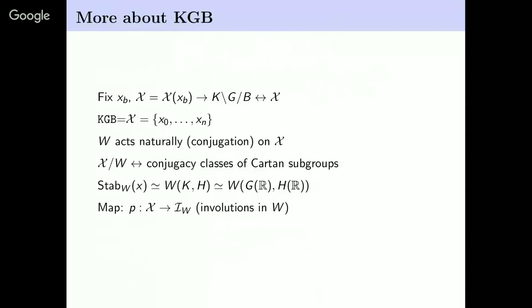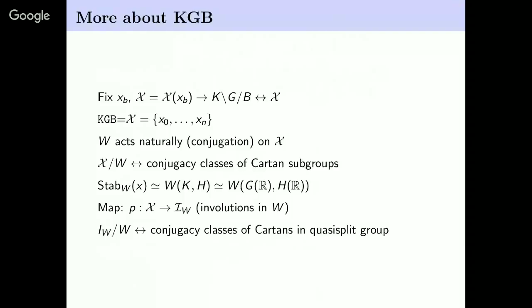So that's something which plays an important role. And finally, there's a map from this space X to the involutions in the Weyl group. And well, this map is sort of obvious because this element x is an element of the normalizer of H, so you just take its image in the Weyl group, and that's an involution. And this space I_W, that should be a script I. This space of involutions in the Weyl group, conjugacy classes of involutions in the Weyl group, that's what this I_W mod W is. That gives you the conjugacy classes of Cartan subgroups in the quasi-split form.